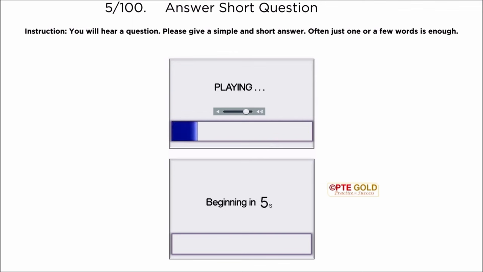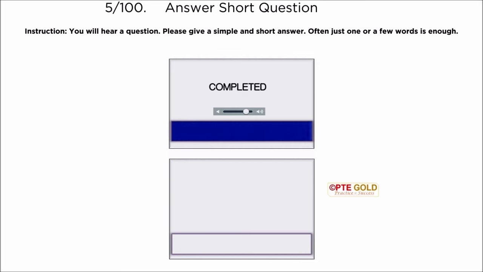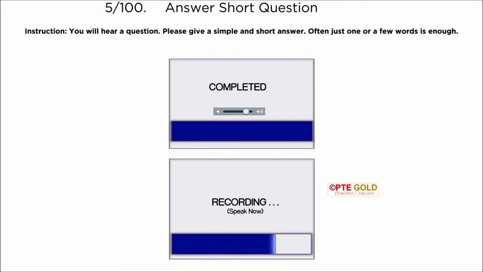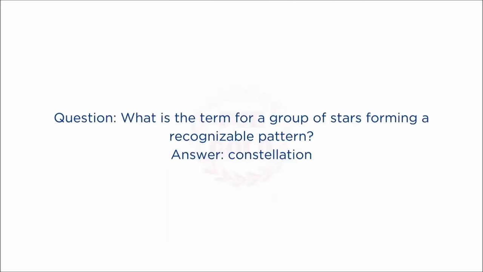What is the term for a group of stars forming a recognizable pattern? Constellation.